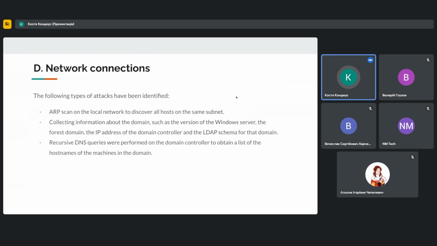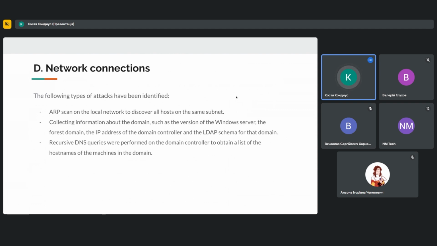The last part of this block is network connection. In this phase, the attacker examines the network environment to gain an understanding of how users interact with the network. Ideally, attackers want to expose network services such as shared document storage or internal servers used to store documentation about the network. The following types of attacks have been identified.